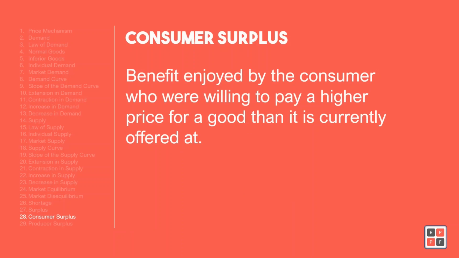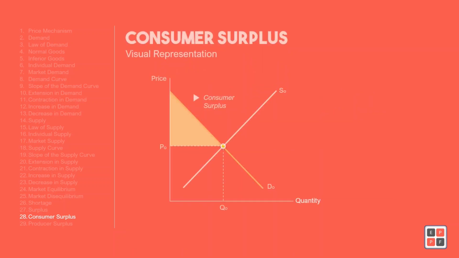Consumer surplus is not to be confused with surplus. This is the benefit enjoyed by the consumer who are willing to pay a higher price for a good than it is currently offered at. In this diagram, we can see that there are still some consumers who are willing to pay a higher price than P0. If they are offered a price P0, it's a benefit to them. The consumer surplus is shown by the shaded triangle region and it is above the market equilibrium price all the way till the end of the demand curve.